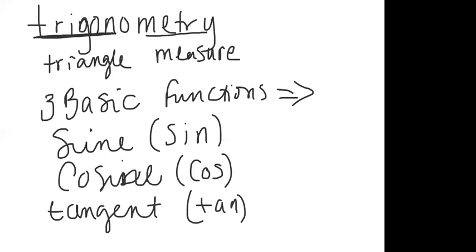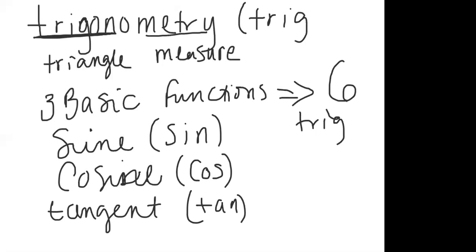We're looking at a total of 6 trig functions. By the way, when you talk about trigonometry, you don't even have to say the entire term. You could just shorten it to trig. So again, we've got the 3 basics: sine, cosine, tangent. And then the inverse of sine, the inverse of cosine, and the inverse of tangent would make up the other 3. So when you put all of them together, you'll end up with 6 trig functions, guys.